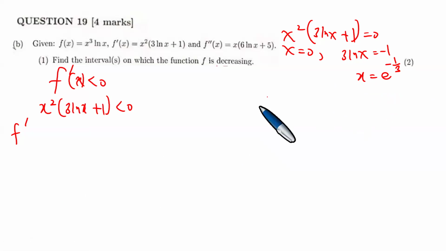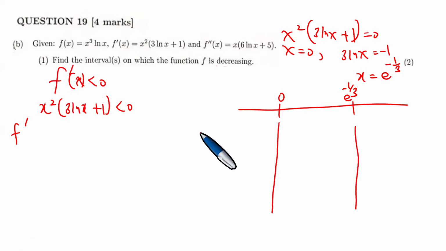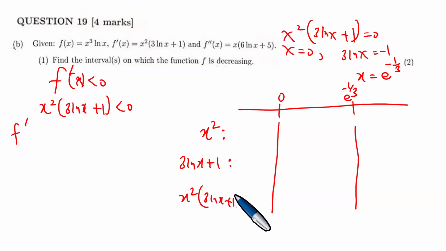So in the end, we have the following. You put 0 here, and here you put e to the power -1/3. Then you have x squared and 3 ln x plus 1, and you do the sign table here. This is what we're able to achieve.